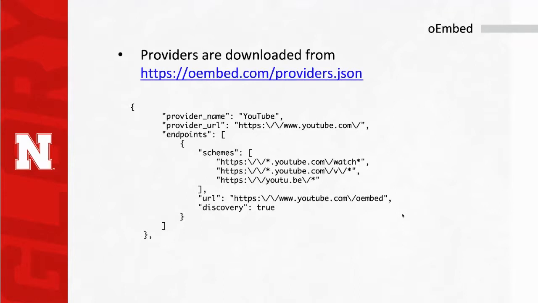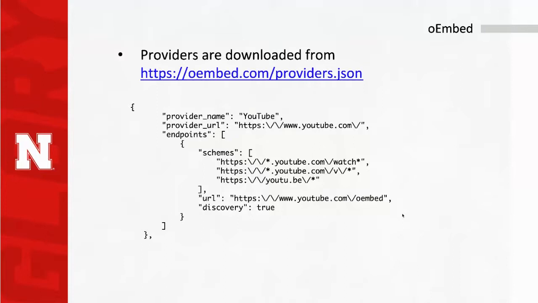So what happens when we go to add a video? All we need is the URL. In this case, it is a YouTube video. So we just copy the URL, paste it, and click save. And what Drupal is going to do behind the scenes is go out to oembed.com/providers.json. There are going to be 200 some defined providers, and this is what the definition for YouTube looks like.